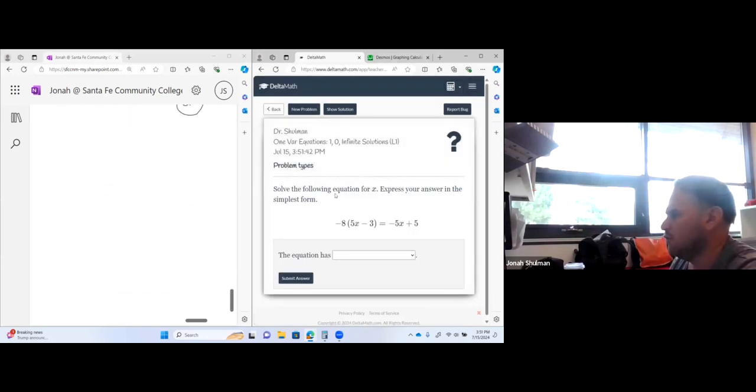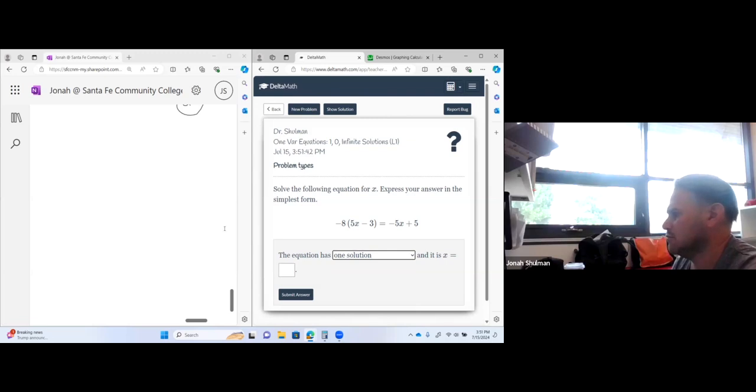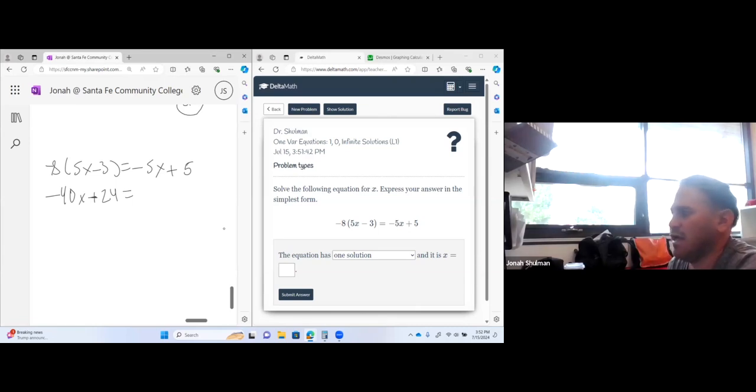So solve for the following in X, express your equations in symbols. Okay. Not worried about this. So this we're either going to have right away, this is going to have one answer. I can tell immediately. But I'll solve it. So negative 8, 5x minus 3 equals negative 5x plus 5. This is negative 40x plus 24 equals negative 5x plus 5. I could just see it.